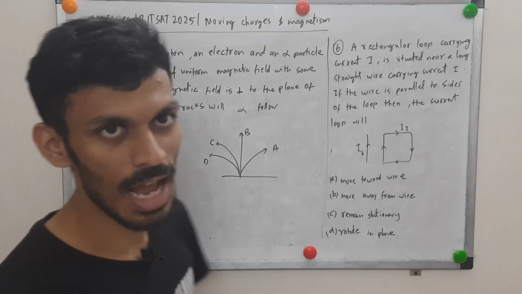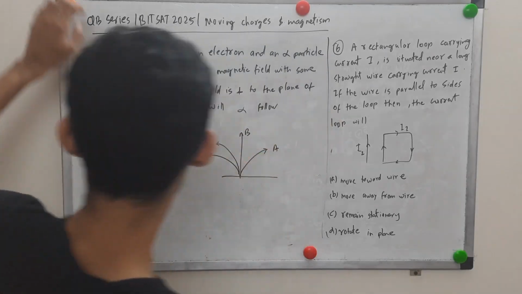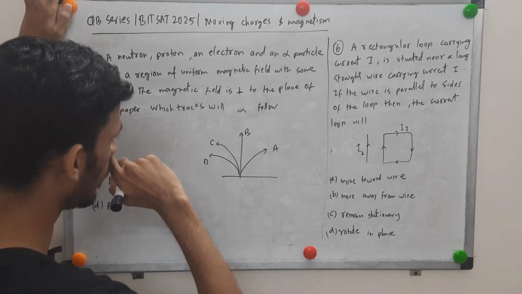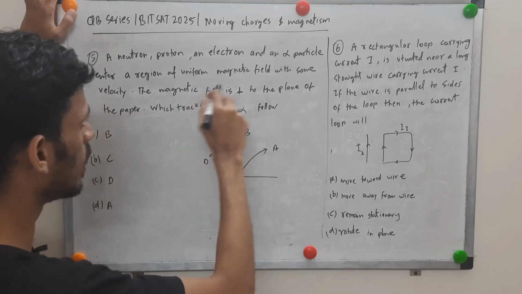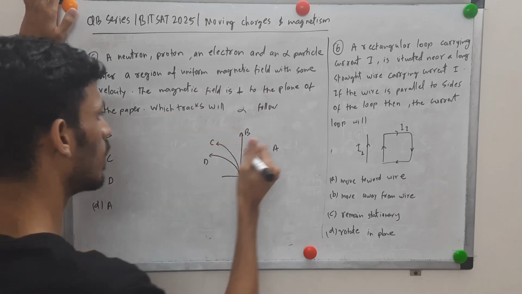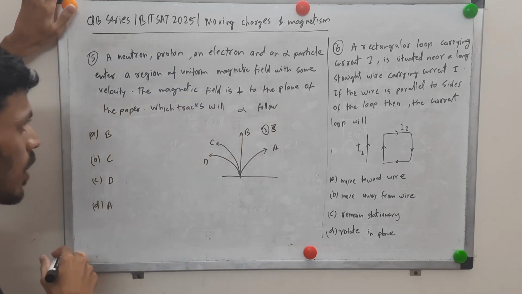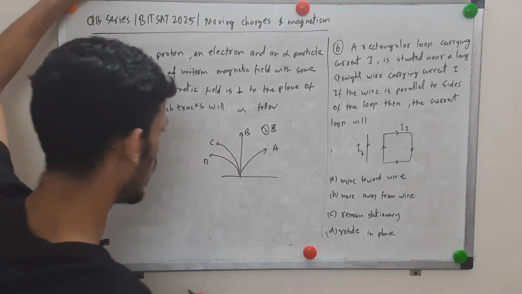Come to question 5 and 6 over here. In question 5 we have 4 particles: neutron, proton, electron and an alpha particle. Their paths are shown in a magnetic field which is going into the plane of this paper. So the magnetic field is like this. You are supposed to tell which among them is the alpha particle.